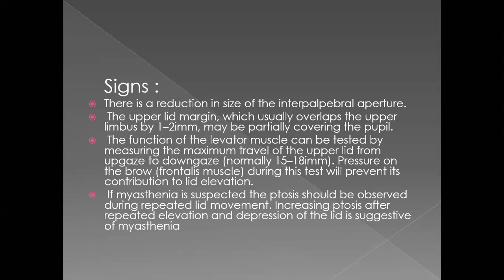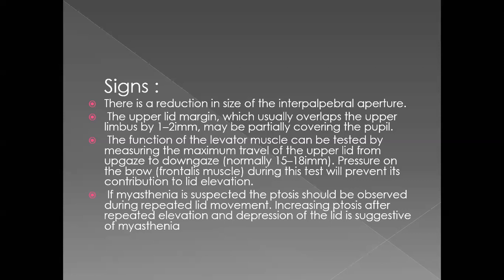Normally the upper eyelid covers the cornea superiorly up to 1 to 2 millimeters. If you look at a normal person, you will find that the upper eyelid covers a little bit of the cornea. If you look at the lower eyelid, the margin of the lower eyelid doesn't cover the cornea. If you examine each other, you will find that the upper eyelid normally covers 1 to 2 millimeters of the cornea.